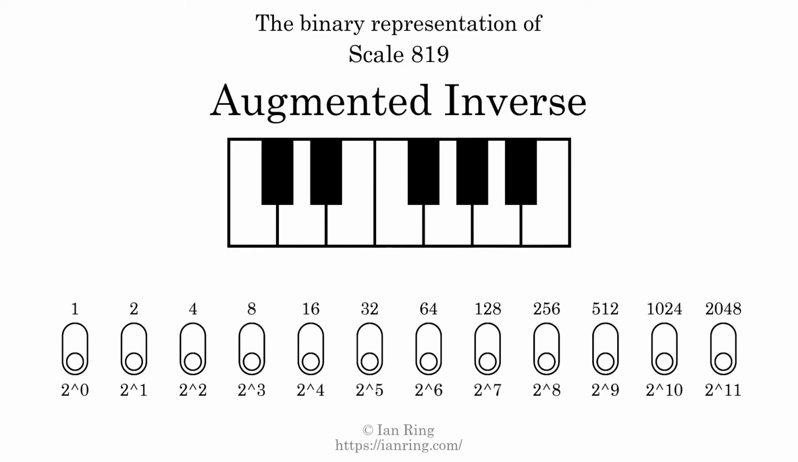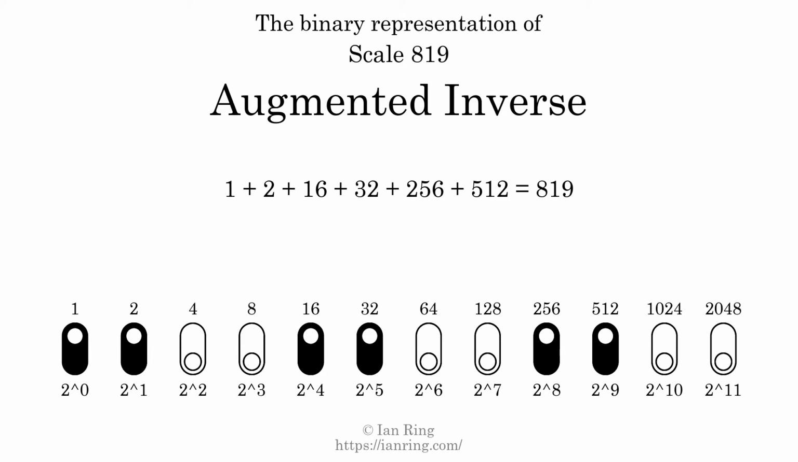The binary representation of this scale is determined by mapping tones of the scale to binary digits. Each binary digit represents a power of 2. To get the scale number, we add the powers of 2 together. The powers of 2 that are present in the scale, all added together, equals 819. That is why the scale number, in decimal, is 819.